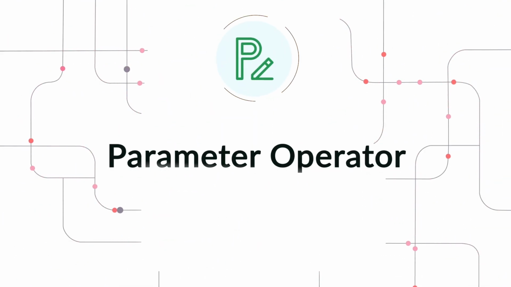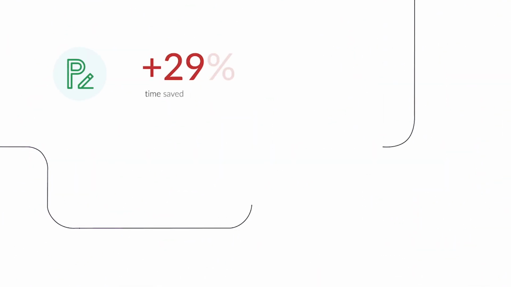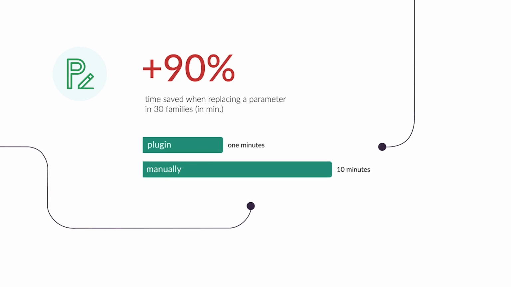The plugin helps standardize family parameters to meet company requirements, batch swap one parameter for another, and clean up unnecessary and outdated parameters from family libraries.